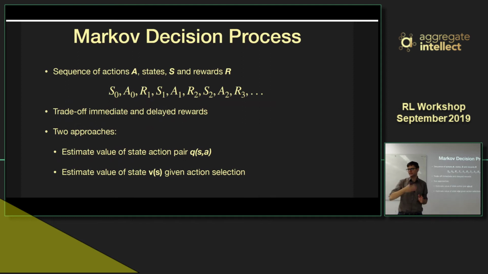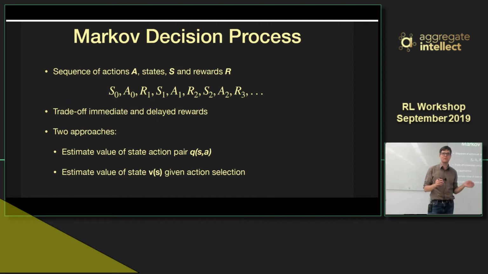You have a sequence of actions and rewards, and you have to think about the trade-off between immediate and delayed rewards. Say we discount future rewards: you don't want to care only about immediate rewards and not the future rewards, and you also don't want to care only about the future rewards and not the immediate rewards.